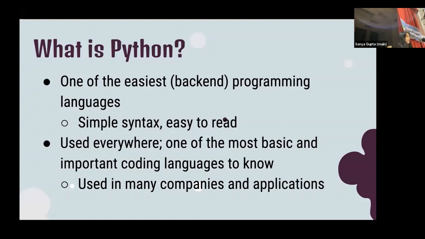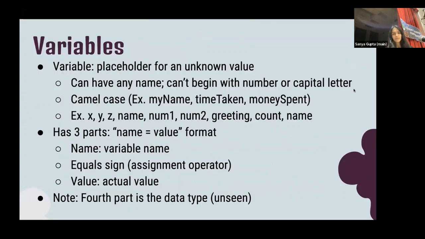Our first lesson of Python will be on variables. Let's go to the next slide. A variable is simply a placeholder for an unknown value or quantity. Python variables can have any name, but it can't begin with a capital letter, a number, or a symbol. A common practice that programmers use for variables is called camel case.